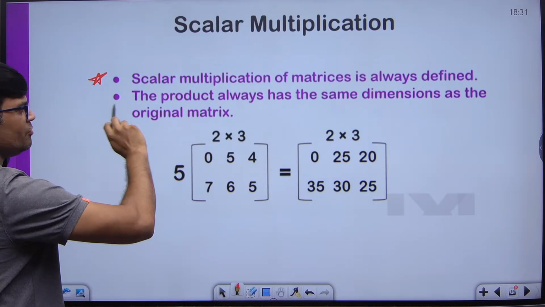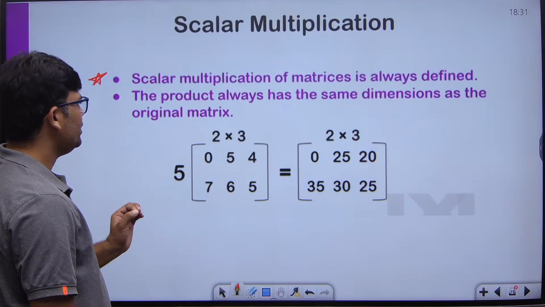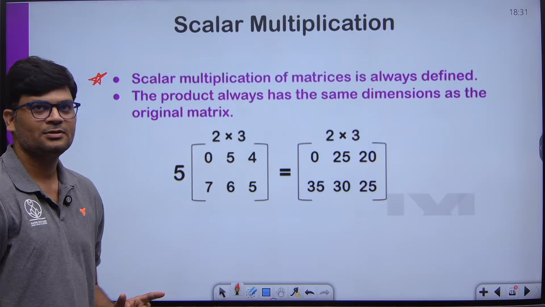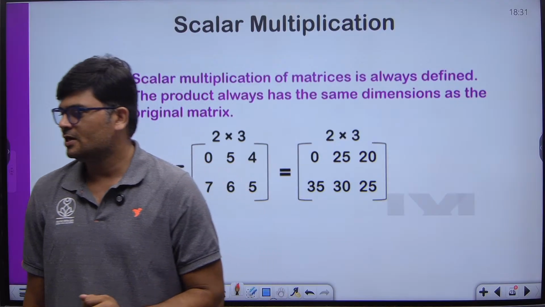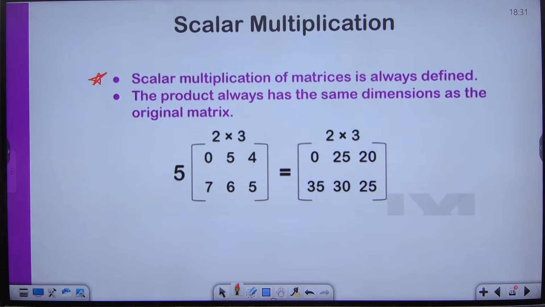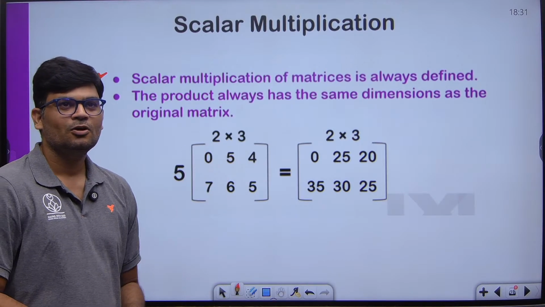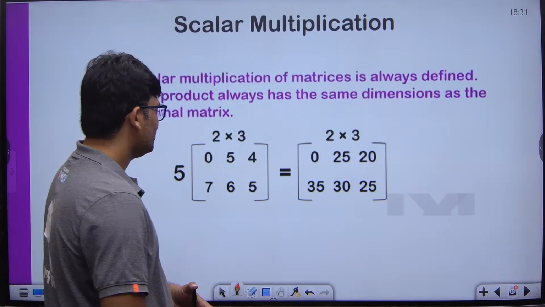Scalar multiplication of a matrix is always defined. The product always has the same dimensions as the original matrix. So these kinds of questions may come in the assertion and reasoning. They may give you a different statement which may not be correct as this, or the reason might be something different.